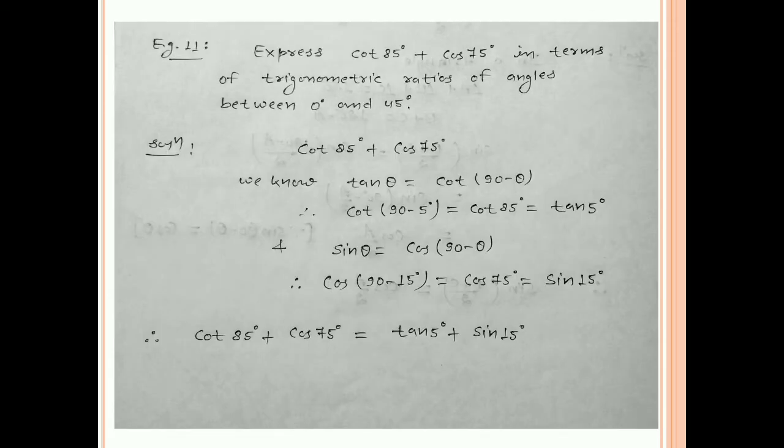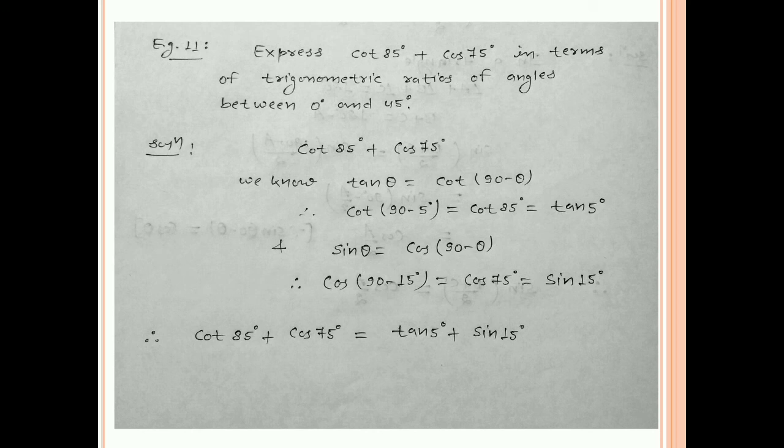So let's move on further. In this, it is asked to express cot 85 degree plus cos 75 degree in terms of trigonometric ratios of angle between 0 degree and 45 degree. Since we know cot(90 − θ) is tan θ, cot(90 − 5) gives cot 85, so cot 85 will be tan 5 degree. Similarly cos(90 − θ) equals sin θ, so cos(90 − 15) will be sin 15 degree.